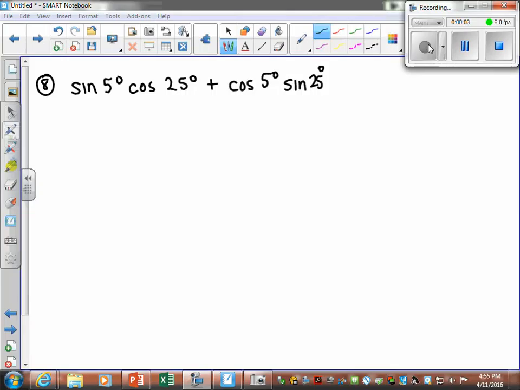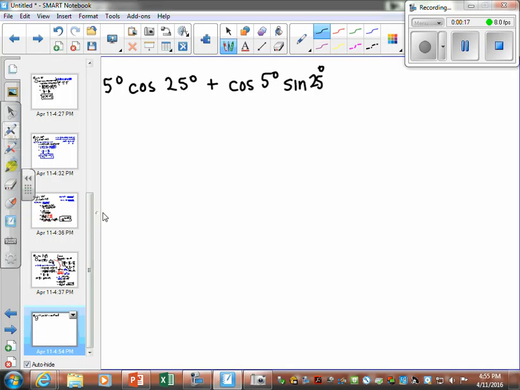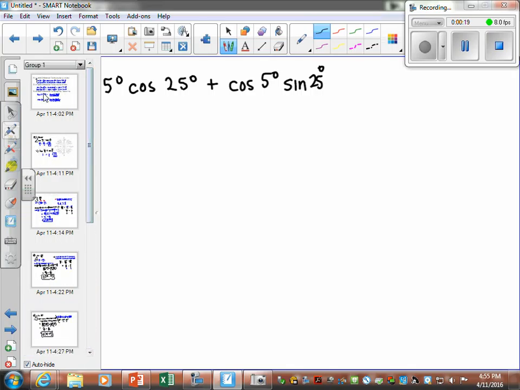Alright, for this next problem, the presentation is going to be in this manner. Sine of 5 degrees, cosine 25, plus cosine of 5, sine of 25. We want to take this, expand it, and find the condensed formula. So what we want to do for that is go back to our first page in our notes and find the one that's sine alpha cosine beta plus cosine alpha sine beta.